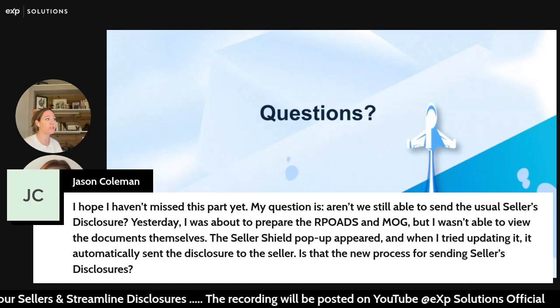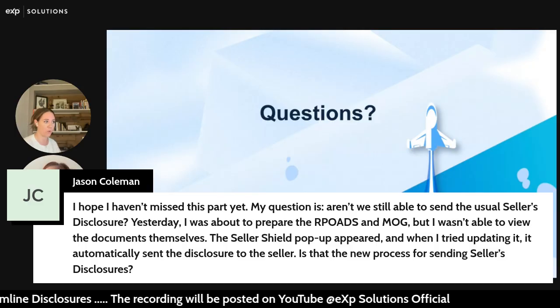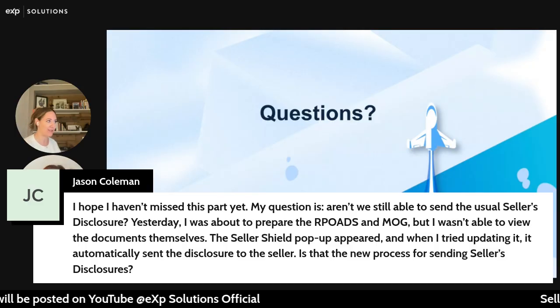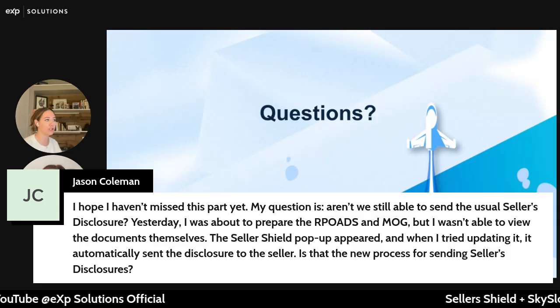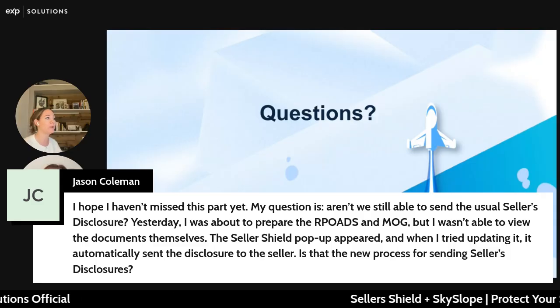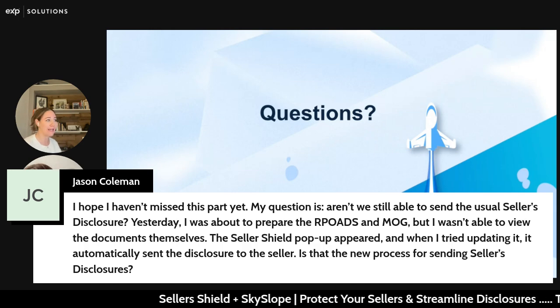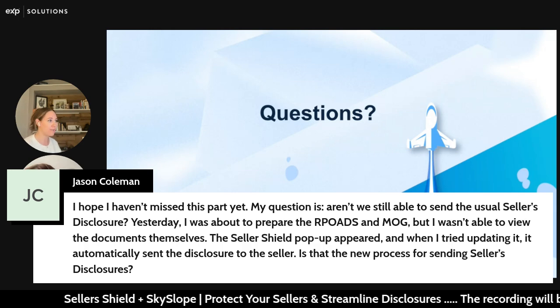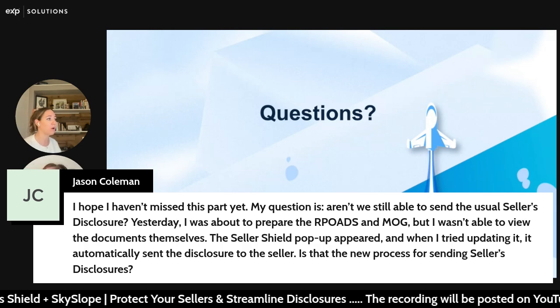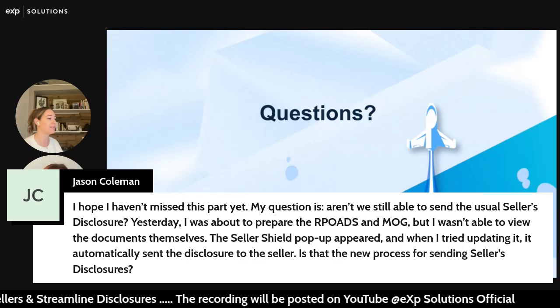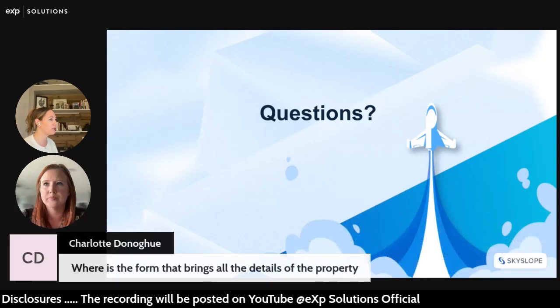They are still going to have the association form in its organic state within that library. So if you're utilizing templates, the Seller Shield will be the primary one through eXp's direction. We want to encourage you to use that, but if you do need to access the original document itself, maybe just to view it or print it out, you can use your Browse Libraries feature within SkySlope Forms.